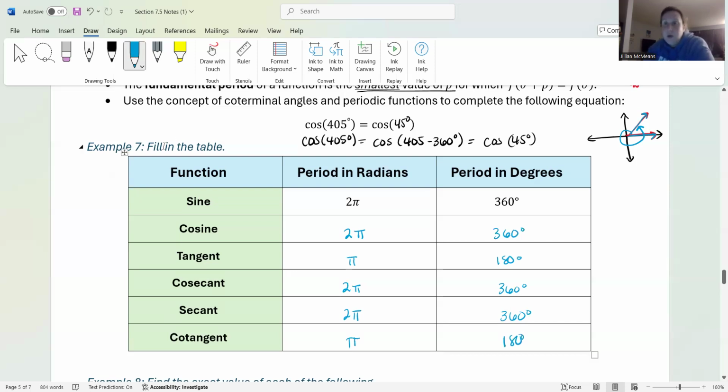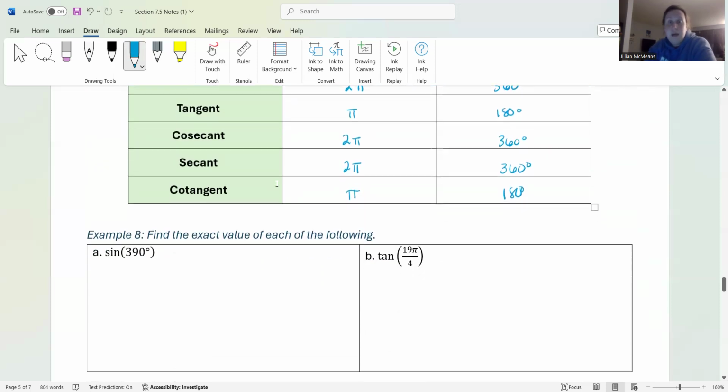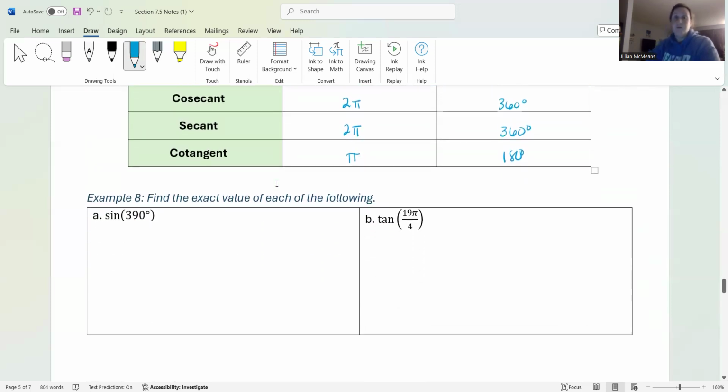Okay, so you do need to remember those. The good news is sine, cosine, secant, cosecant, they're all 2 pi. Tangent and cotangent are just pi. Now let's use this to figure out exact values of a couple of trig functions. Example A says find the exact value of each of the following.